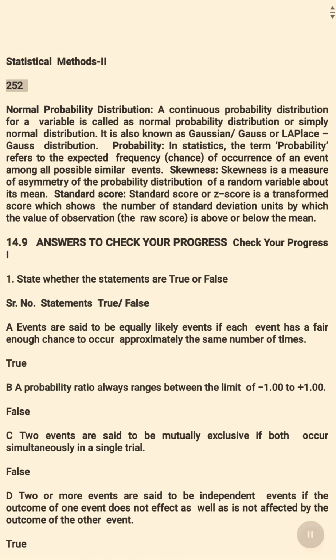Normal probability distribution: a continuous probability distribution for a variable is called normal probability distribution or simply normal distribution. It is also known as Gaussian, Gauss or Laplace-Gauss distribution. Probability: in statistics, the term probability refers to the expected frequency, or chance, of occurrence of an event among all possible similar events. Skewness: a measure of asymmetry of the probability distribution of a random variable about its mean. Standard score: Z-score is a transformed score which shows the number of standard deviation units by which the value of an observation, the raw score, is above or below the mean.